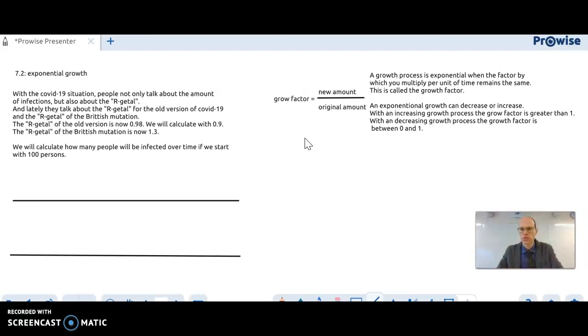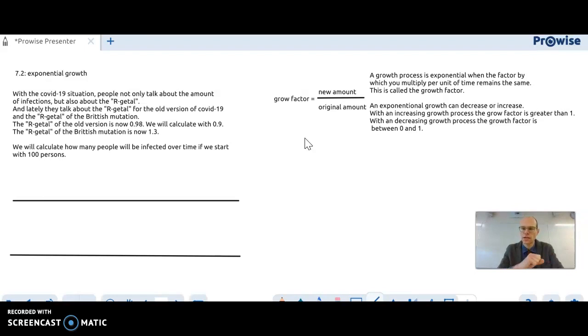Exponential growth can also decrease instead of increase. You could also have a growth factor of 0.5. If we start with 10 and multiply by 0.5, you have 5. Next time you have 5, multiply by 0.5, you have 2.5, and so on. When the growth factor is greater than 1, it increases. When the growth factor is between 0 and 1, it decreases.